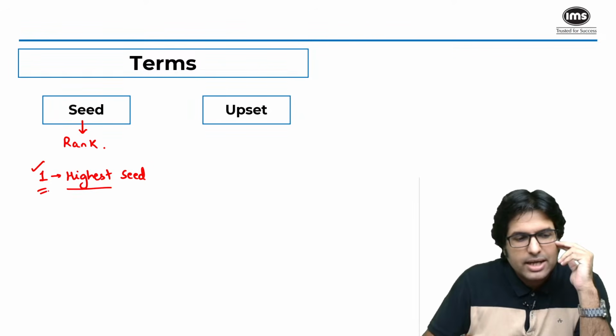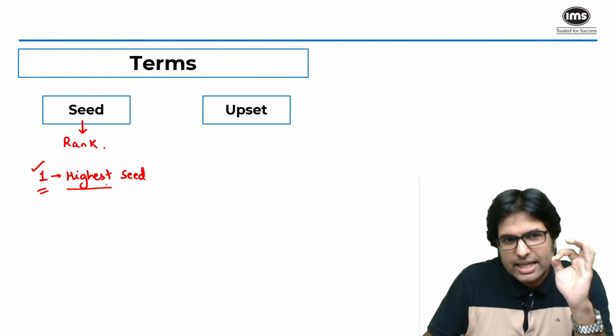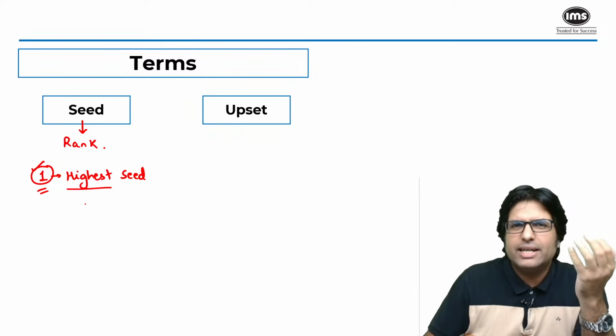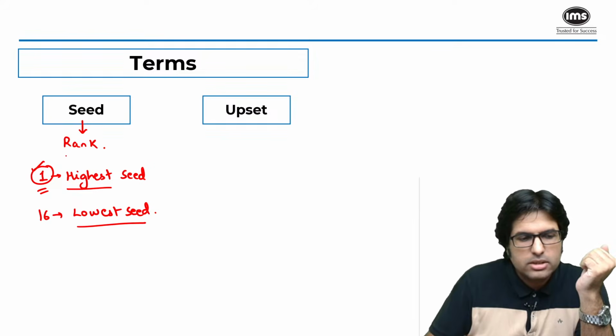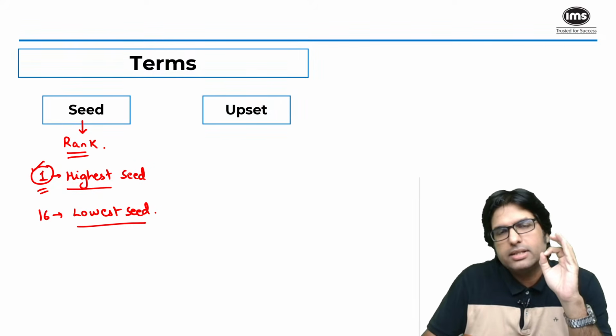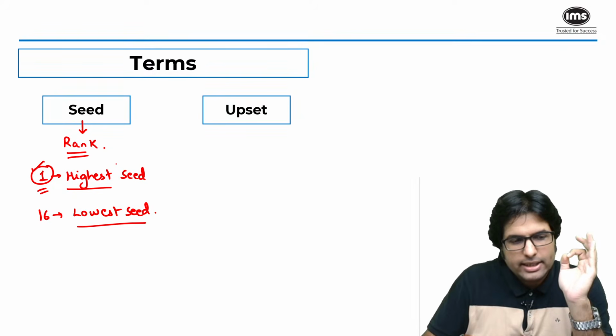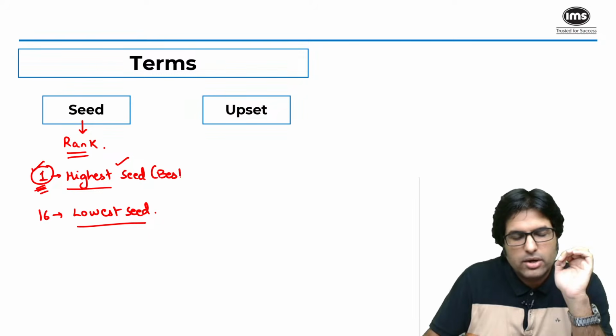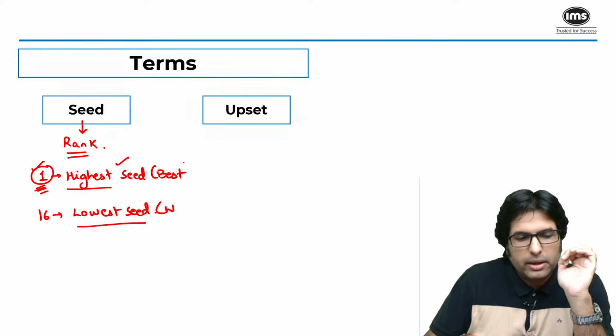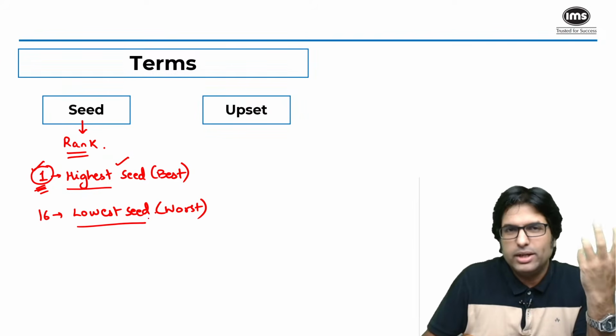So understand that we would say highest seed would be rank 1, and let's say there are 16 players. Then 16 would be called the lowest seed or the lowest rank. So whenever you come across this term rank, understand that this refers to seed, and highest seed is the best rank. So think of it this way, that this is the best rank, and this typically is the worst rank that you could possibly have if there are only 16 players.